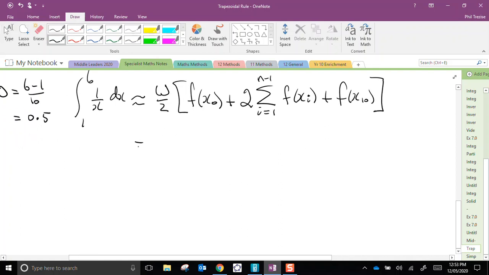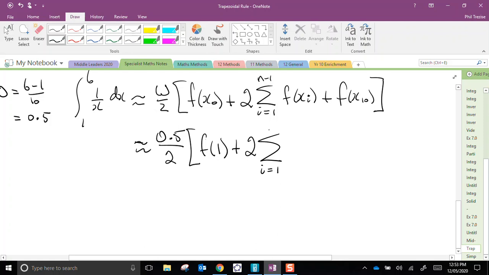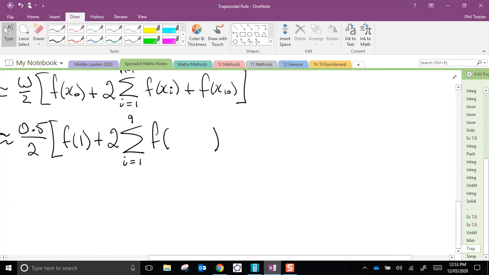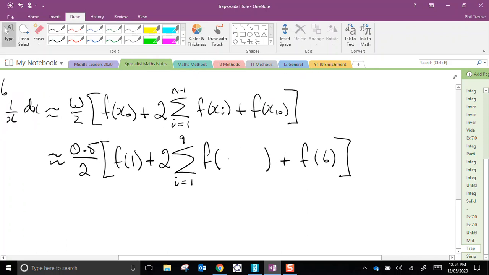Now let's get more specific with our case here. w is 0.5 divided by 2. I would have f of 1. My x naught value was 1. Plus 2 times the sum from i equals 1 to 9 of f of, now I'll have to think about that one in a moment, and then I have f of 6 because the last value of x was 6. Now what am I going to write in here?